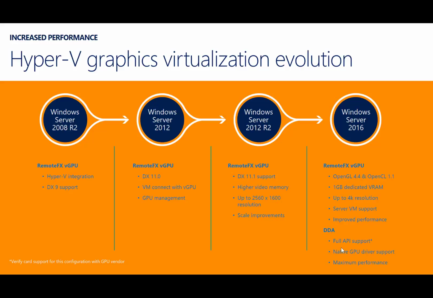And along with that, things like improved performance. Now, the other thing you've got here is DDA, so discrete device assignment. And we'll talk about this, but what it means is that we've got the ability to expose the graphics capabilities of the GPU directly to the VM. And what this means here, when we talk about full API support, is that we actually need to go through and install the GPU driver into the VM to actually start leveraging all of these capabilities.